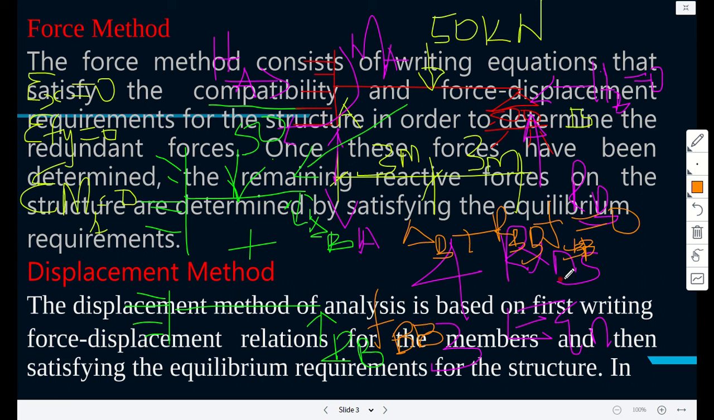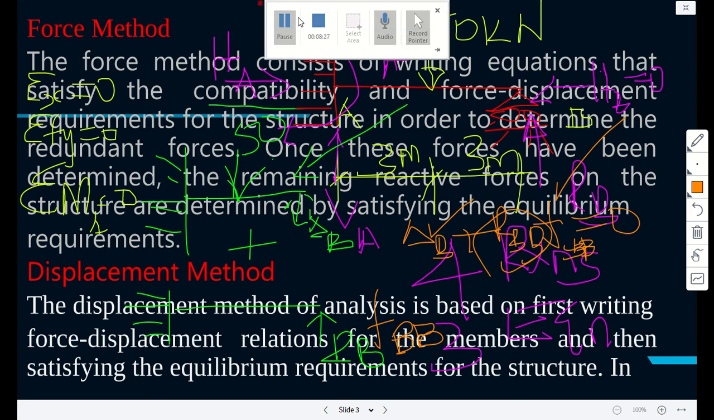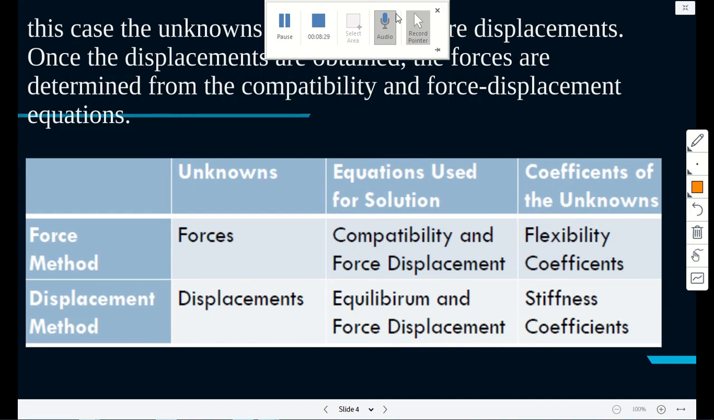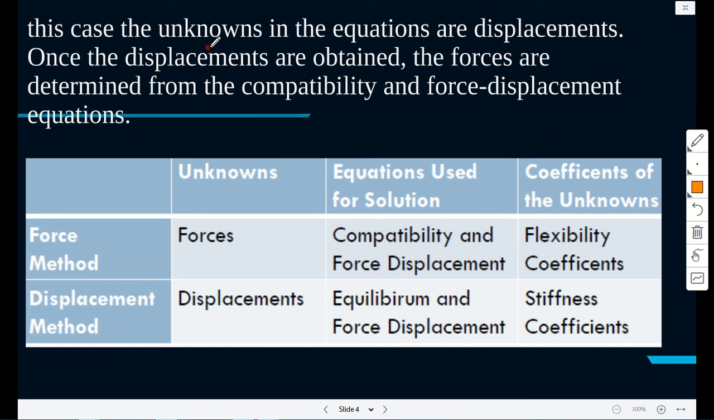So using this, you will be able to solve this. The only thing you won't know is the reaction, which from the equation you should be able to solve. I need you to understand that if there are unknowns, the equations are displacement equations. Once the displacements are obtained, the forces are determined from the compatibility and force displacement equations.